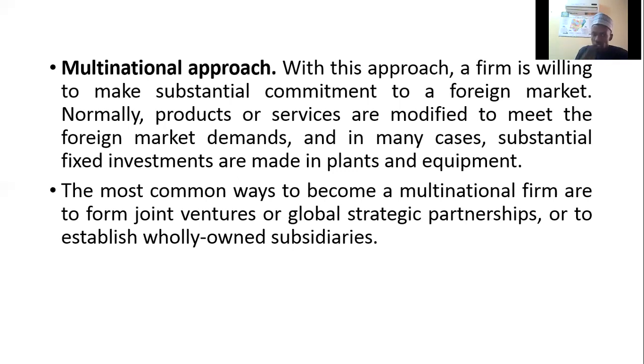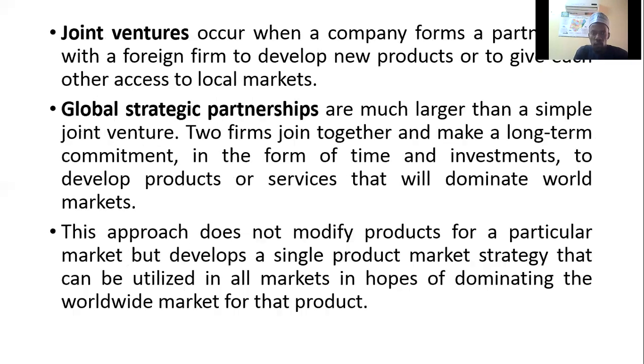So the most common ways to become a multinational firm are to form a joint venture or global strategic partnership, or to establish a wholly owned subsidiary. So we are going to see them one after the other. Number one is joint venture. Joint venture occurs when a company forms a partnership with a foreign firm to develop new products or to give each other access to local markets.